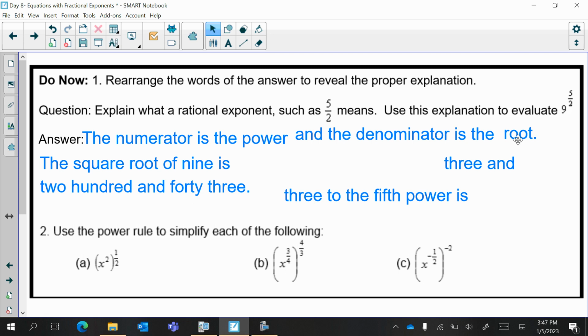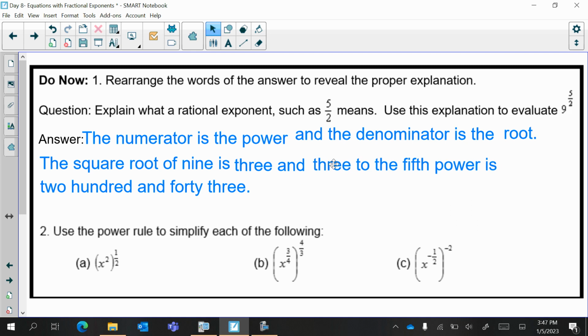That's why this answer is going with the square root of 9 first, because we know what the square root of 9 is. And the square root of 9 is 3. And then once you have 3, we use the 2. Now we have to use the 5 in the exponent. So 3 to the 5th power is 243, and that's how you can evaluate it.